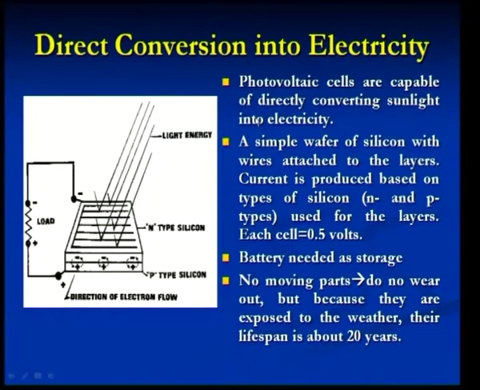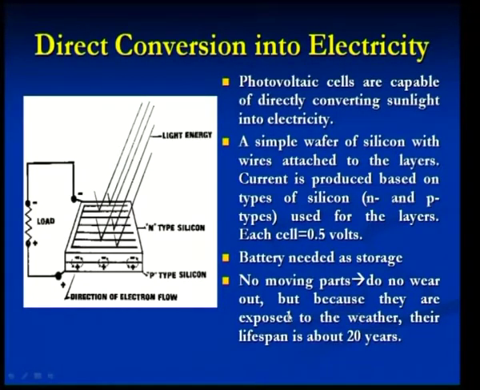Hence, to have once again the explanation of how it is working, photovoltaic cells are capable of directly converting sunlight into electricity. A simple wafer of silicon with wires attached to the layers is available. Current is produced based on the types of silicon used for the construction, that is the n type and the p type used for making the layers, and each cell can produce about 0.5 volts. A battery is always needed in order to store your energy, and there are no moving parts as far as this photovoltaic cell is concerned.